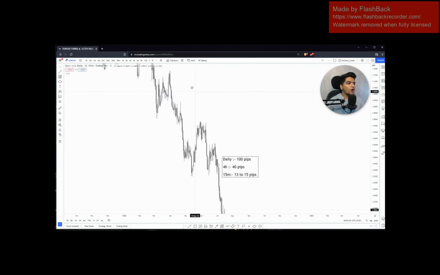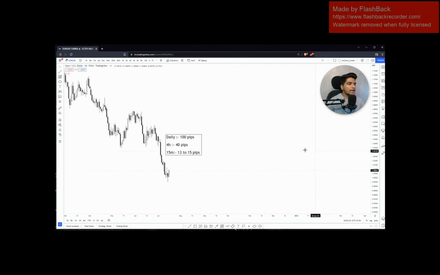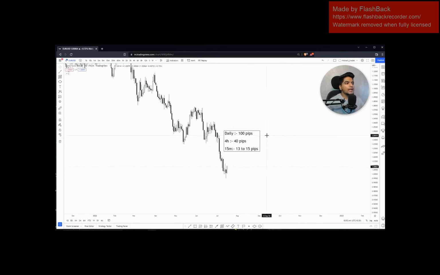So I hope you got an idea about the pip count as well, and this is another confluence which you can add, and this has been tested. If you ask me what the pip count or point count can be in Bank Nifty, I'm still testing that.